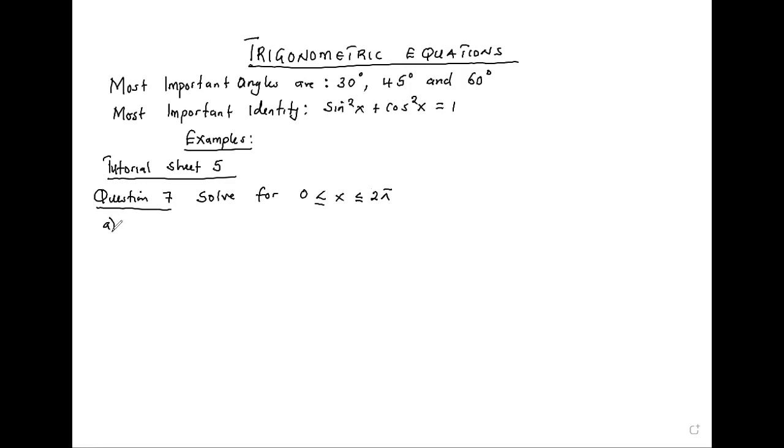One, 2 cos x is equal to 1. 2 cos x minus 1 is equal to 0. Now this is an equation. We want to solve for x. So the first thing we do is to take all other things that are not x to the other side. So we now have 2 cos x is equal to positive 1. And then we divide by 2, and we have cos x is equal to half.